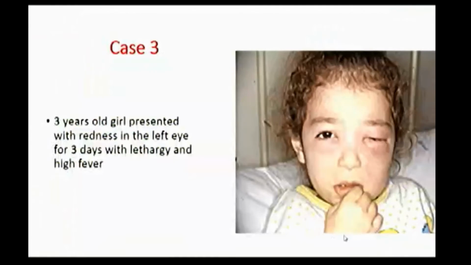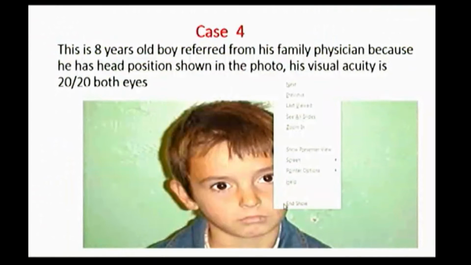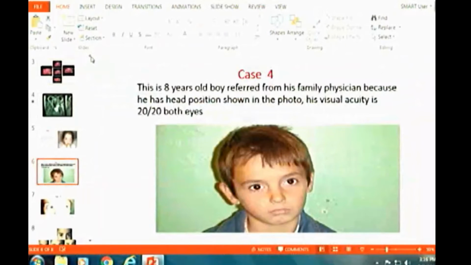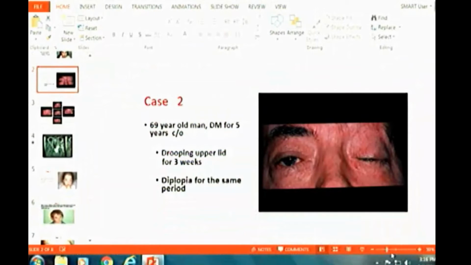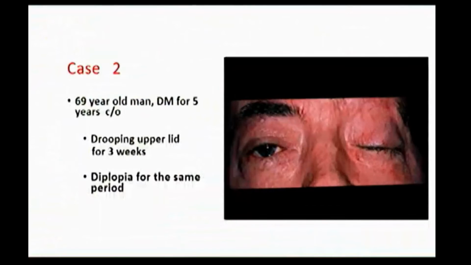Go back to the history. Sure. Vision is unchanged, but he has double vision, diplopia. He came to the clinic with double vision and drooping of the upper lid. Okay? Can we move?